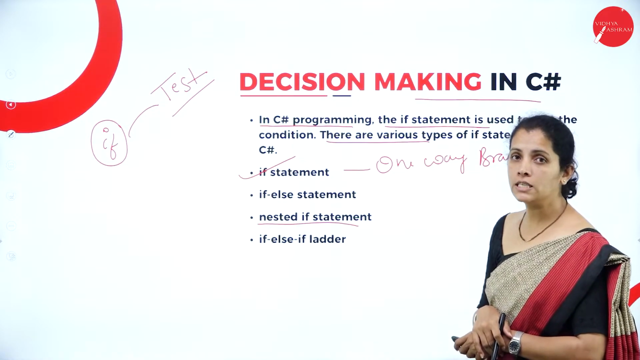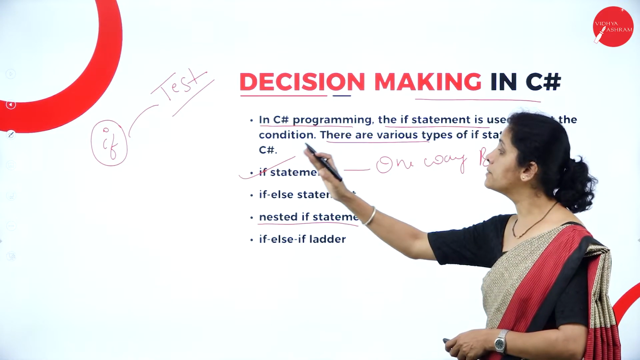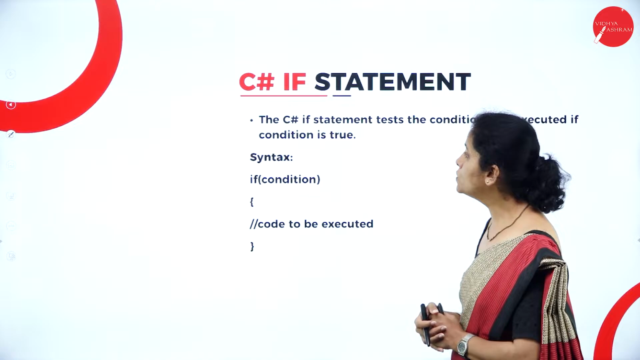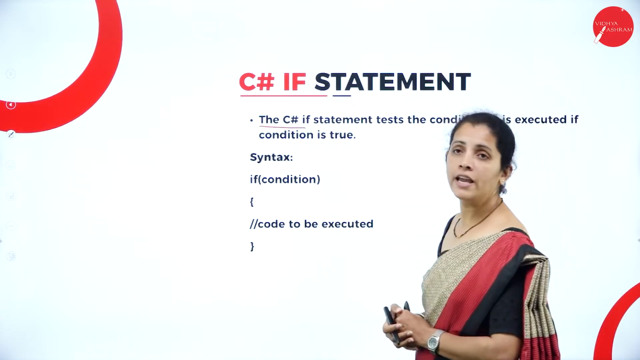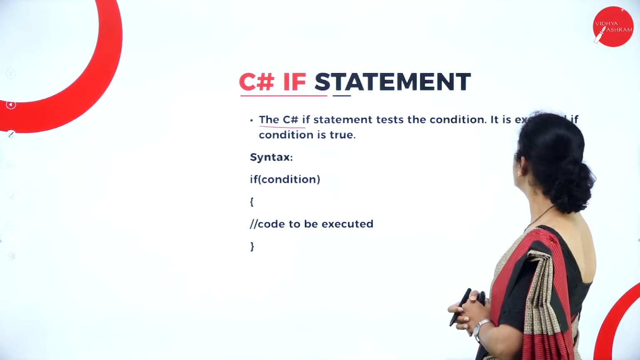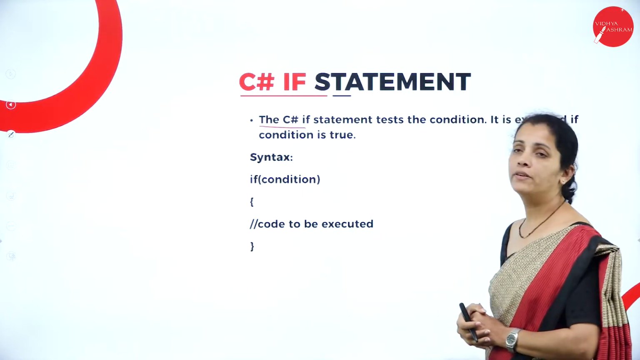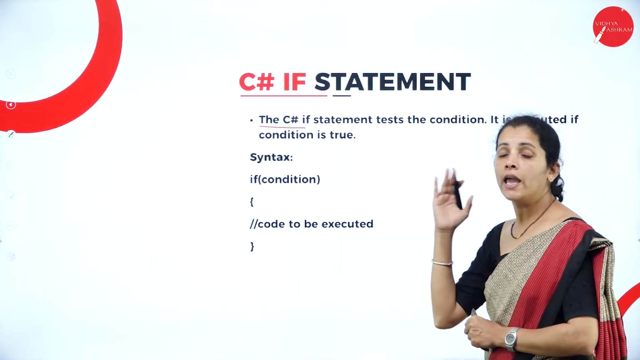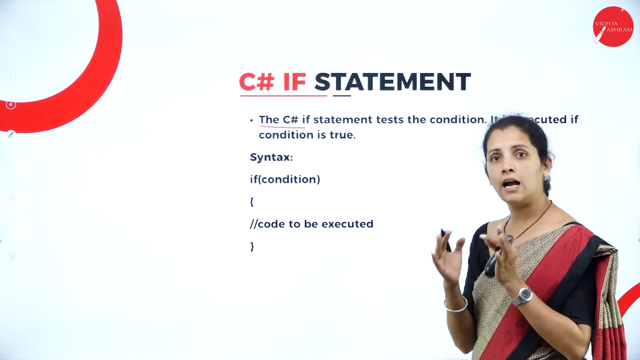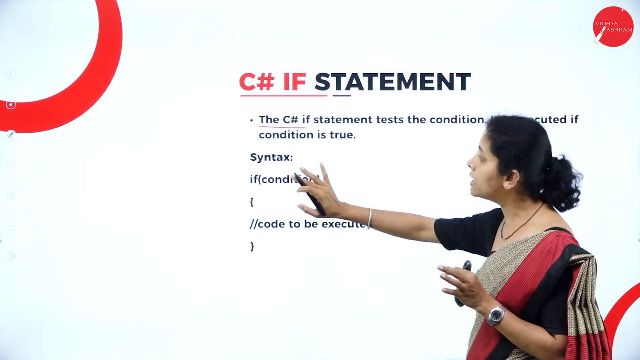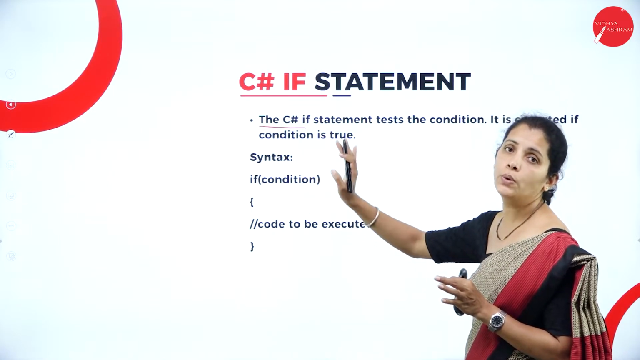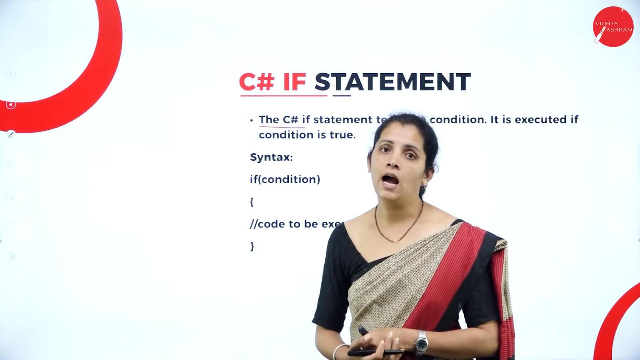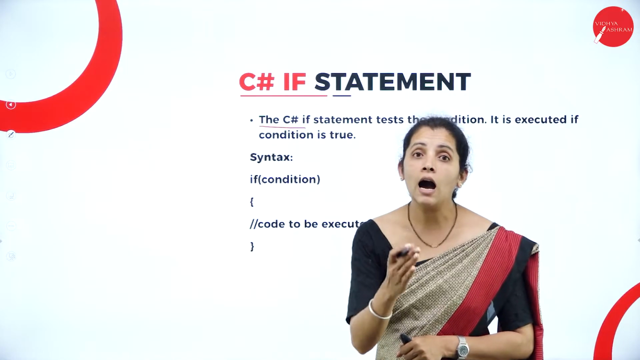Now let me discuss the first type, that is the simple if statement or one-way branching. So dear student, the C-hash if statement tests the condition. It is executed if the condition is true. So here the C-hash program uses the if condition to check the condition, and if the given condition is true, then it's going to execute.